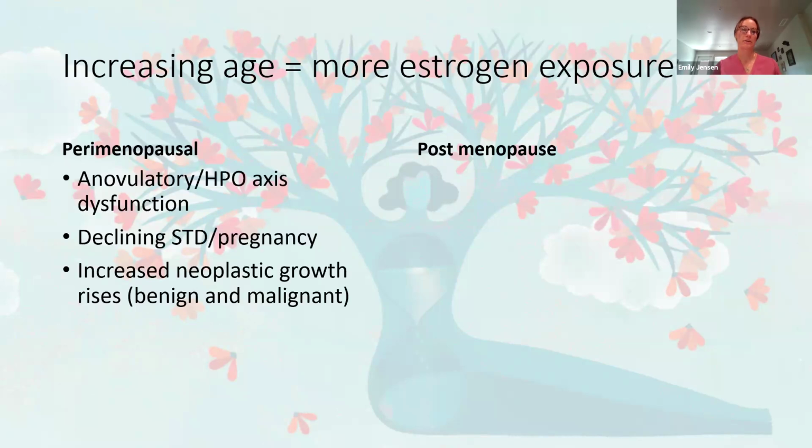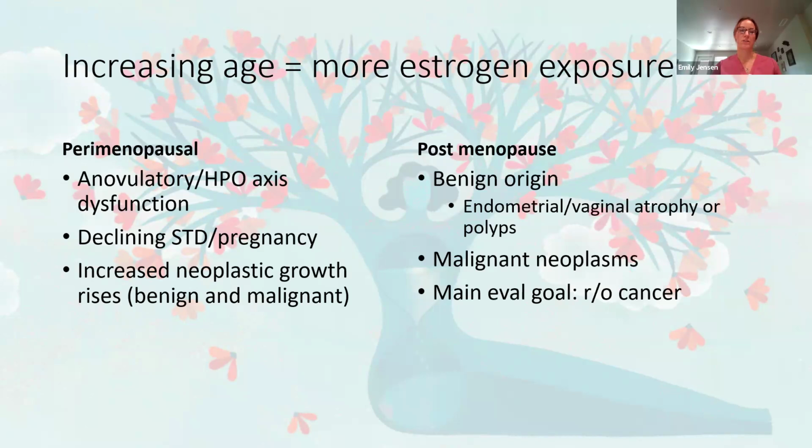And then with increasing age, you think more estrogen exposure. So that leads to these kinds of things. So you're thinking less pregnancy, but not necessarily ruled out, especially if they haven't had a prolonged period where you've actually diagnosed menopause. And then the malignant potential is rising for this population of patients. And then your main evaluation goal with postmenopausal patients is to rule out cancer.